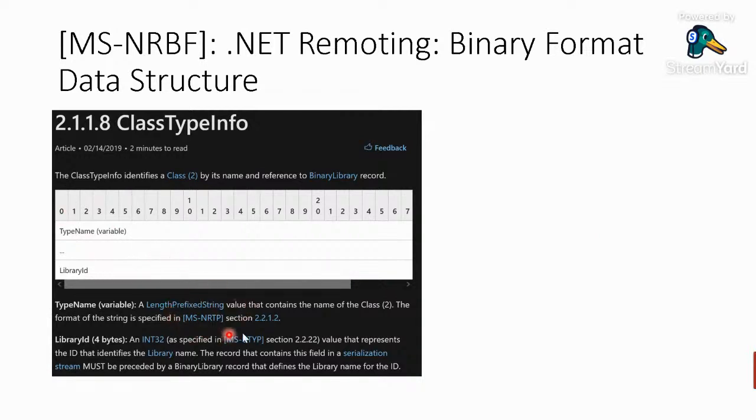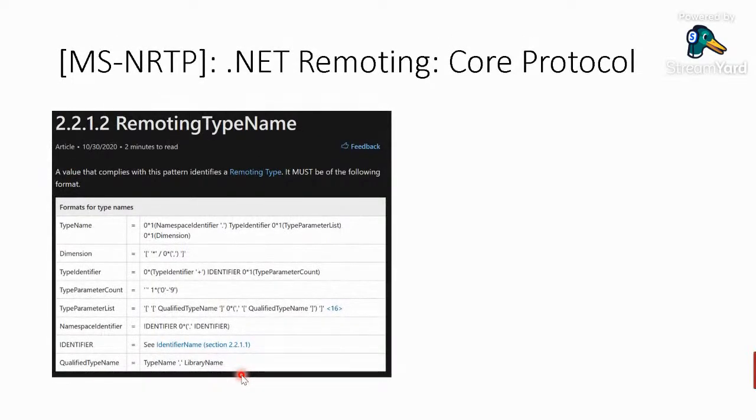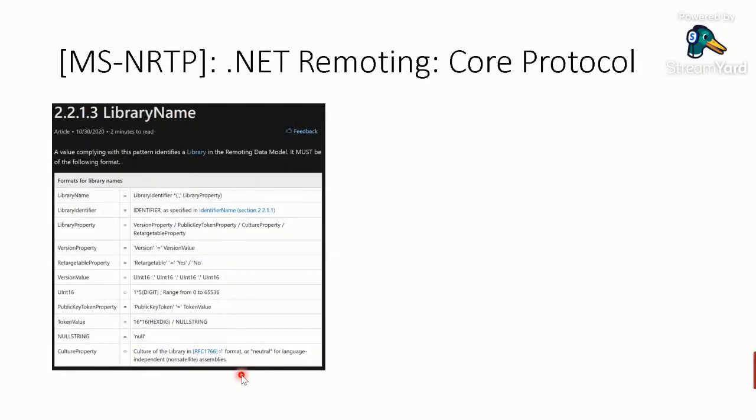The way that the binary format includes the class type is in the type name. And you'll see that it's referencing that the type name needs to be of a format that's actually specified in another open specification. Same thing for the binary library. That's how it's getting the assembly name. And again, it's telling us the library name is also specified in that other specification. Which one? It's this one, the .NET Remoting Core protocol. This is the basic definition of .NET remoting. And this is how they describe what a type name looks like, and this is where they define what an assembly name, or library name, looks like.